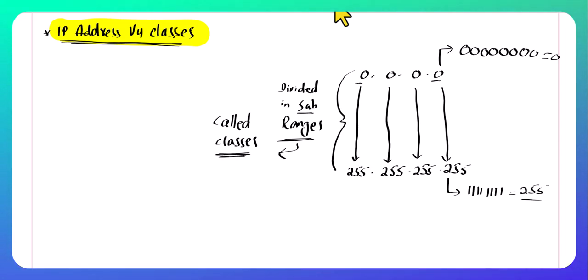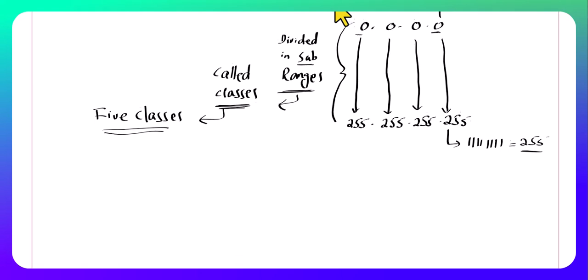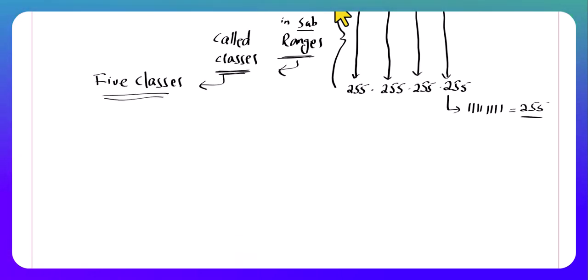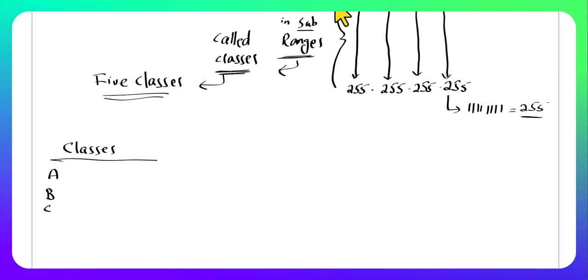Called what? Called classes. So how many classes does IP address version 4 have? There are 5 classes. These classes are named A, B, C, D, E, not 1, 2, 3. Okay, so how many classes are there? 5 classes. Class A, class B, C, D, E.